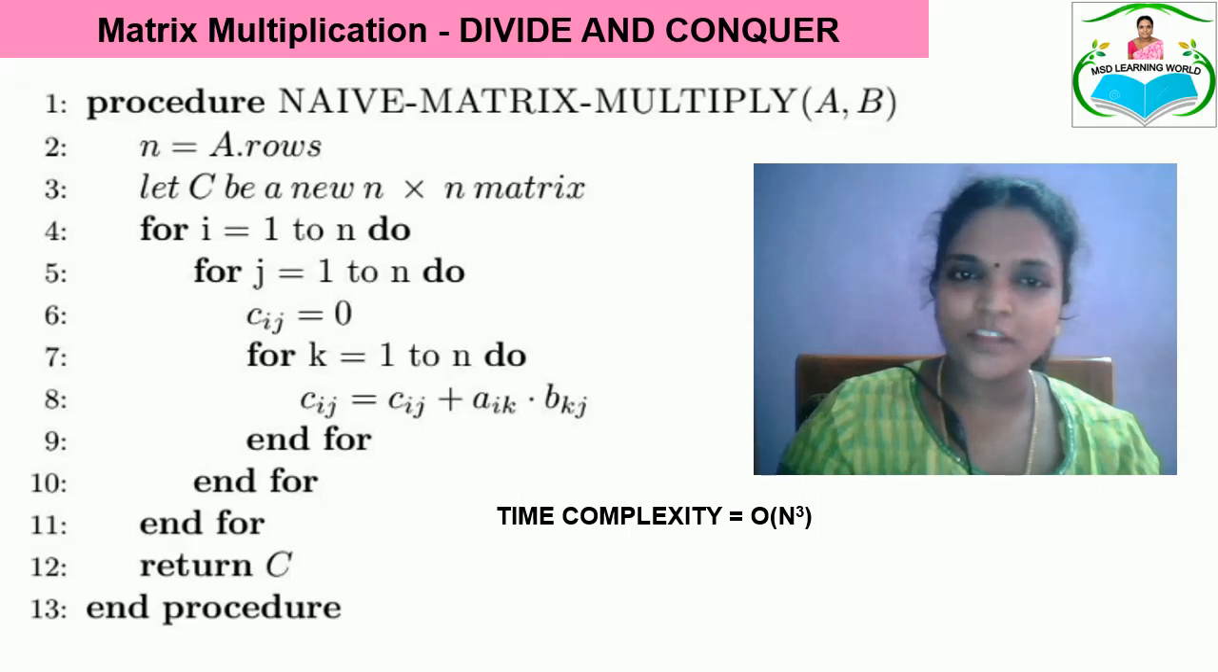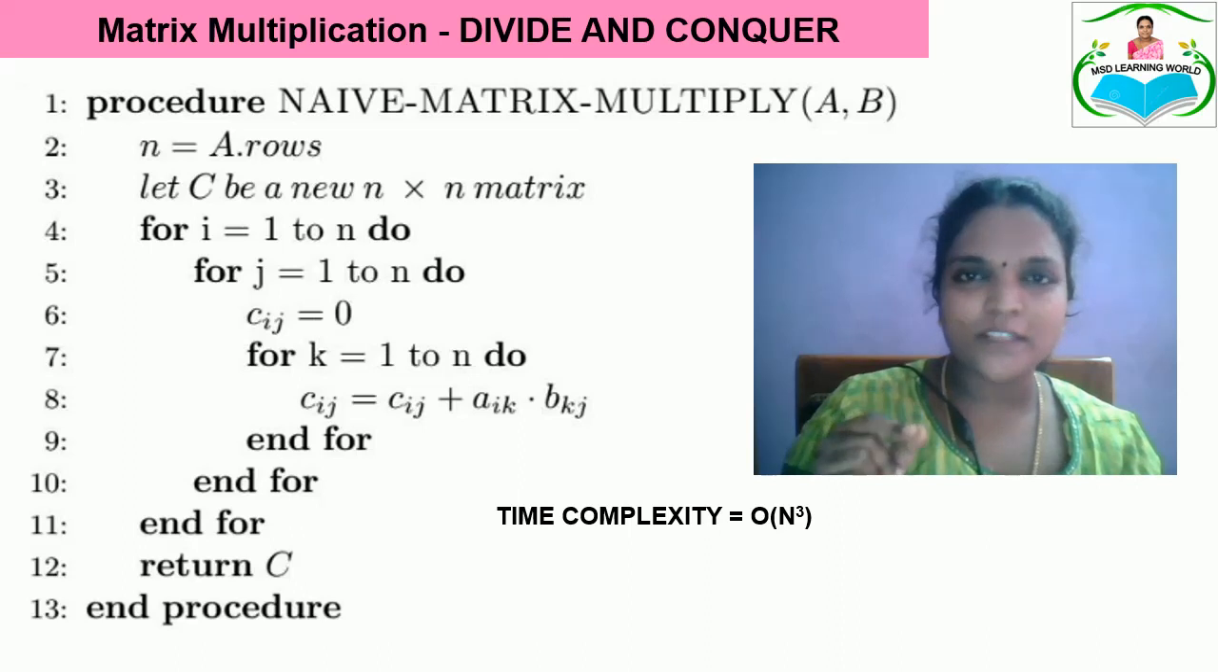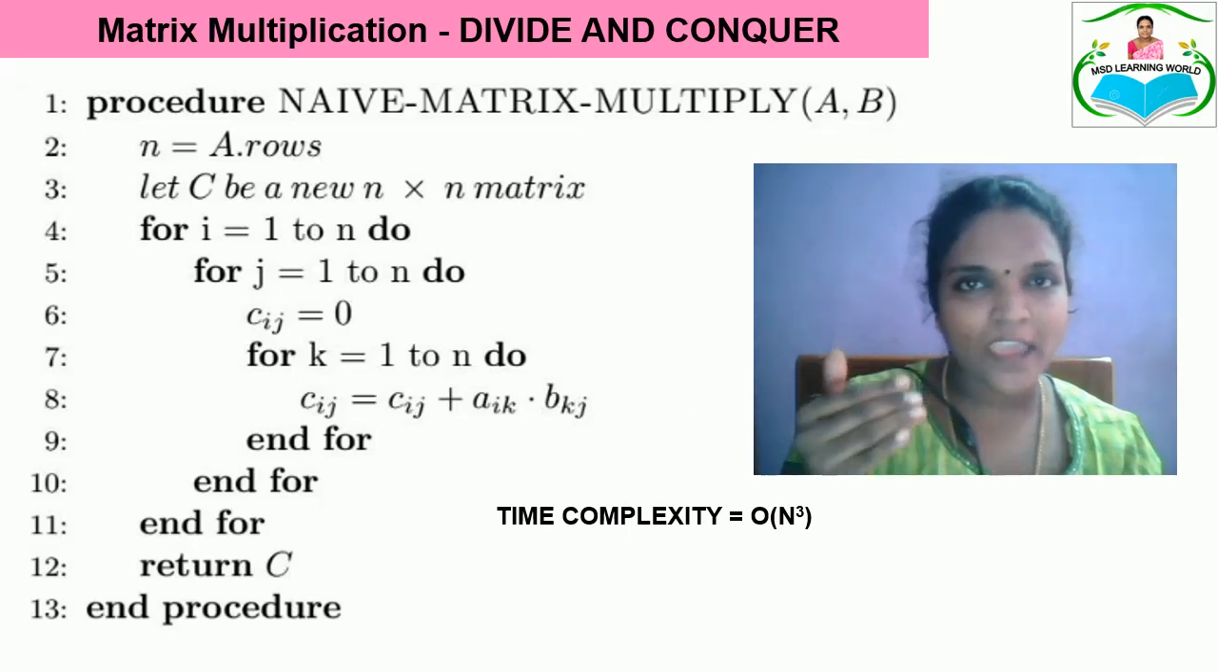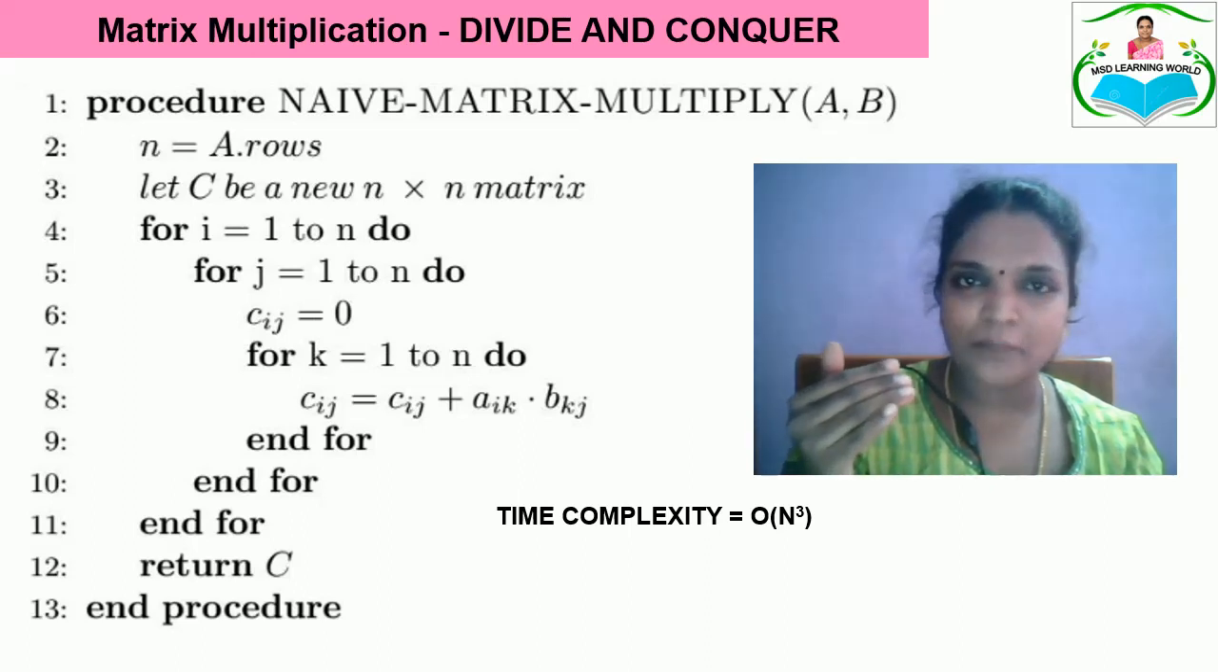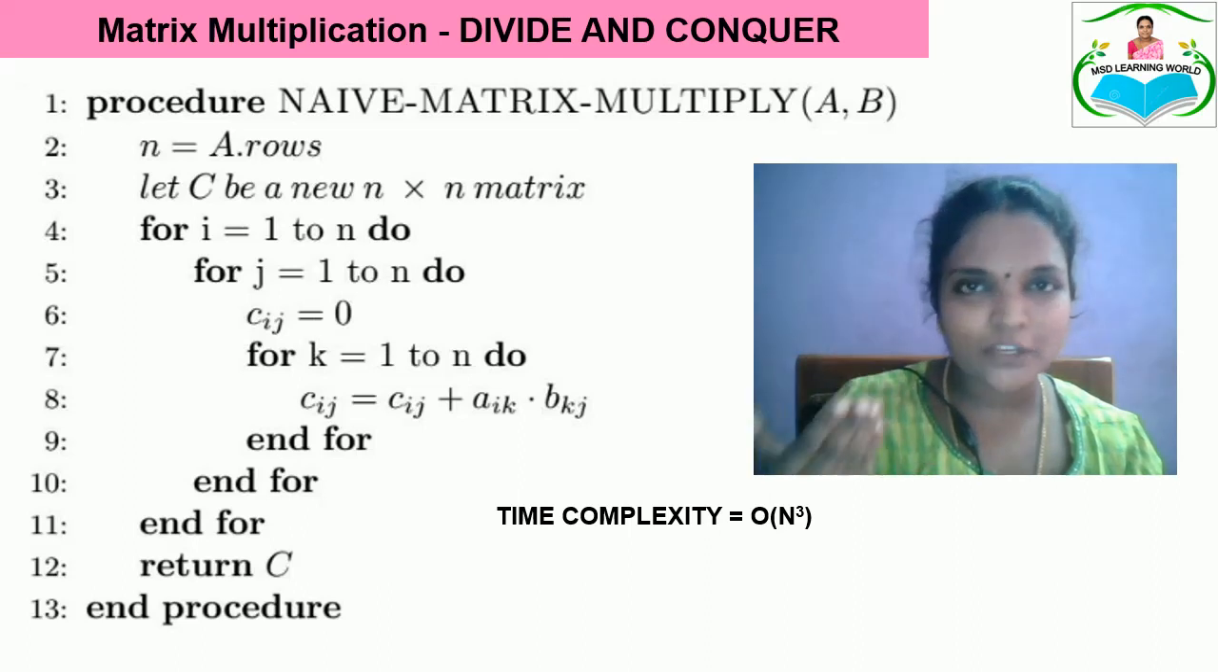Coming to the algorithm of normal matrix multiplication, we initially make 0 the added value, that is Cij. Here the i loop is for the number of rows, the j loop is for the number of columns, and the k loop is used to perform the multiplication of each row with the column of matrix B. The input for this algorithm is matrices A and B, and we take n as the number of rows in matrix A. Here we create a new empty matrix C, because C is going to hold the multiplied values of matrices A and B.